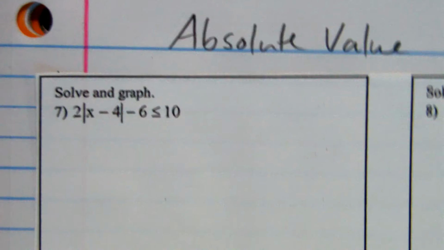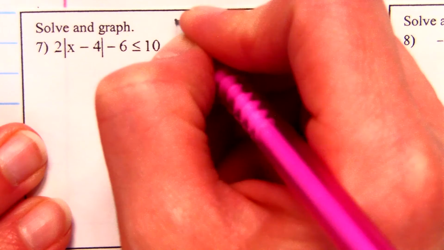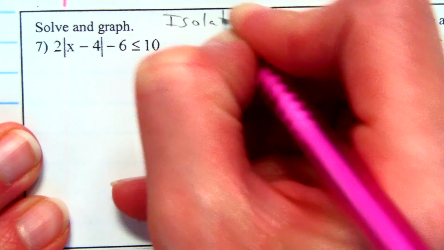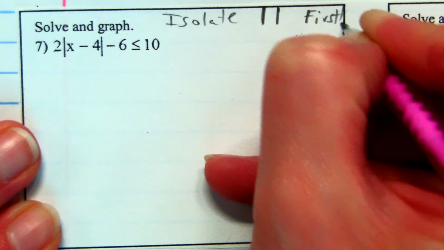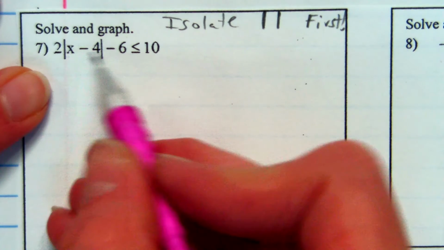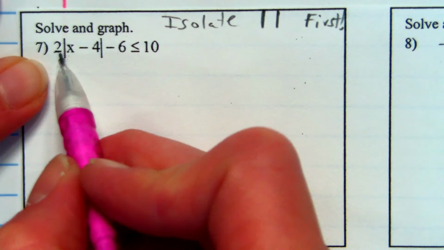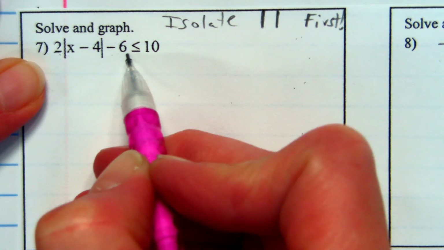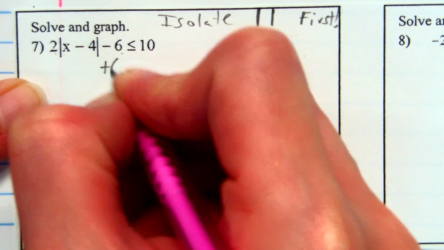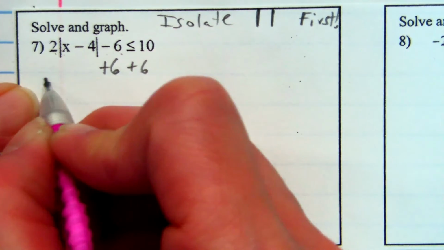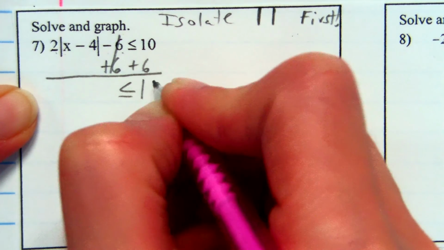We're going to crank it up a little bit with the solving. So you have to isolate the absolute values first. Okay? So if there's anything on the outside of the absolute value on the left-hand side, we've got to get rid of it. So I have this 2. I have the minus 6. I can't divide by 2 yet. We want to add 6 first. Just like solving a normal equation, you undo the addition and subtraction first. Good job. So this is going to be less than or equal to 16.